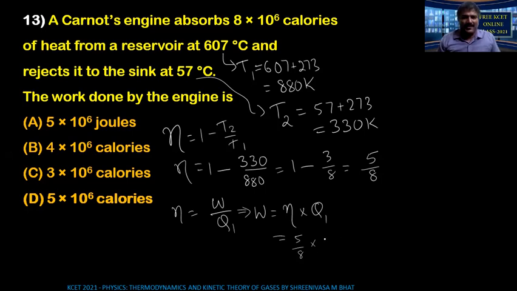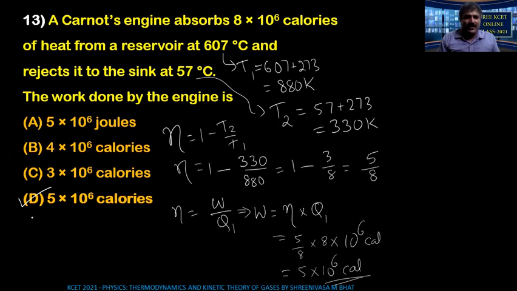Now here Q1 is given as 8 into 10 power 6 calories. So the 8 cancels, giving 5 into 10 power 6 calories. This is the amount of work done in this case. So 5 into 10 power 6 calories means option A and D. The numbers are the same, but the first option is in joules. By chance, if you don't see calorie in the given question, you go for option A, which is wrong. So option D is the right choice.